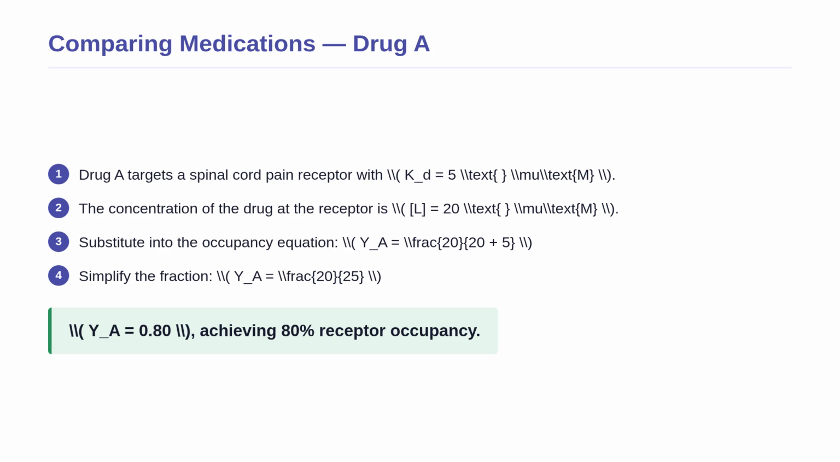We plug the concentration of 20 into our numerator and denominator and add the dissociation constant of 5. This gives us 20 divided by 25. The calculation yields 0.80. This means that 80% of the targeted pain receptors are successfully bound by drug A, providing a strong baseline for pain relief.